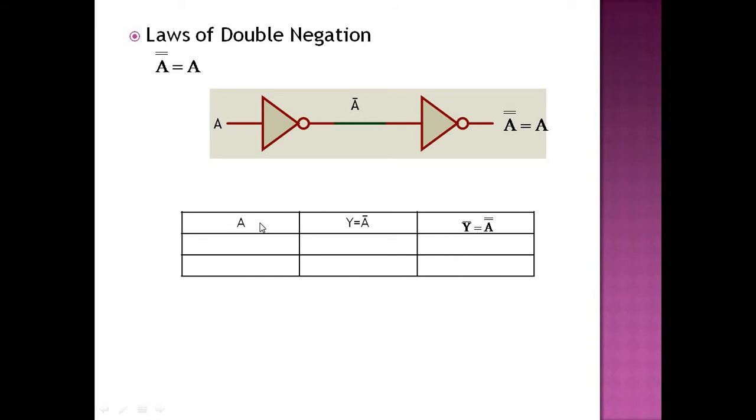We consider a table. The first column is the input a, the second column is y equal to a complement, and in the third column we take the complement of y. So y complement is equal to a double complement. Here we apply a equal to 0. When a equal to 0, we get y equal to a bar as 1, and again we take the complement of y, so we get the output 0. Now we apply a equal to 1, the complement of 1 is 0, and again we take the complement, so we get the output 1. In this way we prove that a double complement is nothing but a.